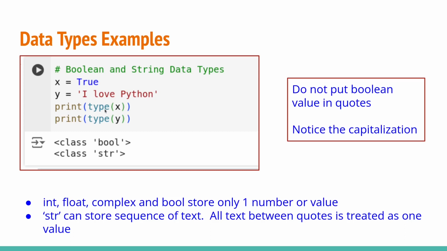Again, if I do print type x, it tells me that it's of the bool class, or the variable is a Boolean variable. And then if I were to print type y, it tells me that it's a string. Okay, so one word of caution, do not put Boolean values in quotes, and also notice the capitalization. Boolean values can only be True or False. And also integer, float, complex, and bool. A Boolean can only store one number or value.